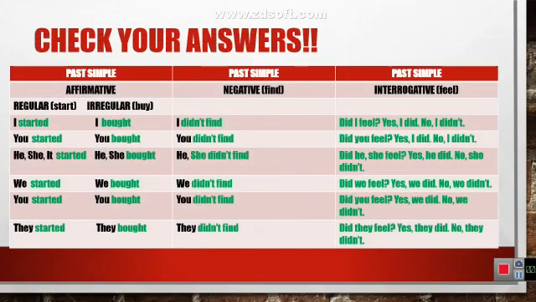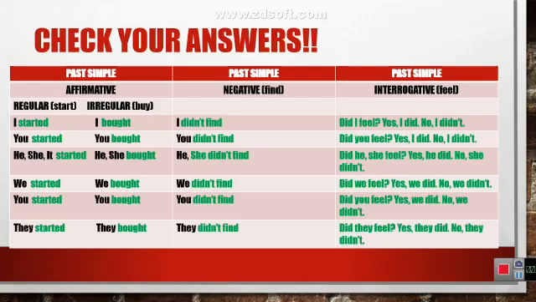Check your answers. Start. It's regular, so you add ed to the end of it. I, you, he, she, it, we, you, and they started. Buy is an irregular verb, so you don't add ed. Buy becomes bought. I, you, he, she, it, we, you, and they bought.